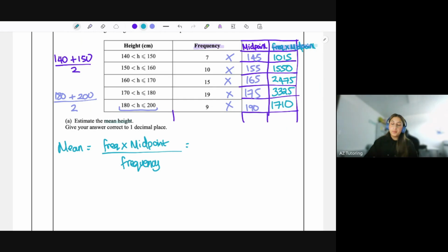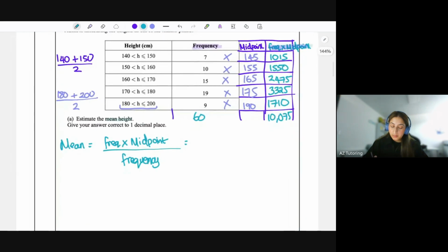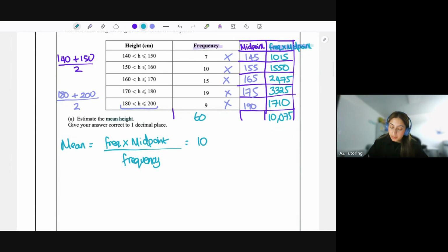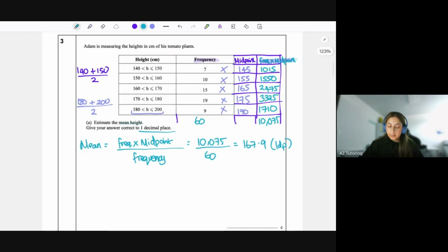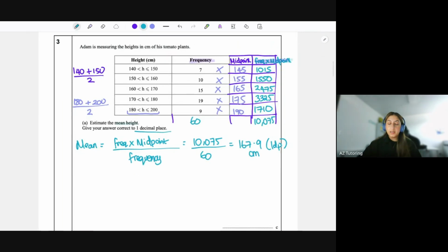So the sum of the frequency times midpoint, if I add them all together, gives me 10,075. And if I add up all the frequency, that gives me 60. So now all I'm going to do is this column divided by that column. So 10,075 divided by 60. And it says give it to one decimal place. If I put that in my calculator, that gives me 167.9 to 1 dp. So the mean height is 167.9 centimeters. That's how you calculate the mean.